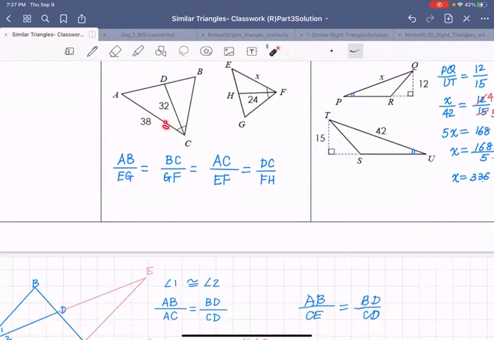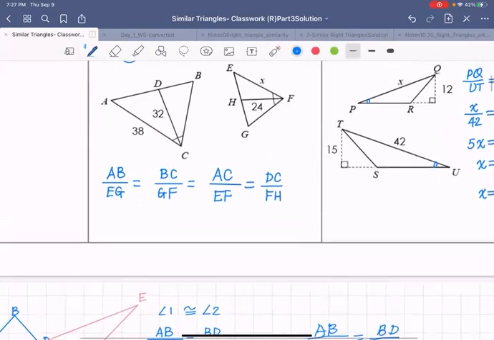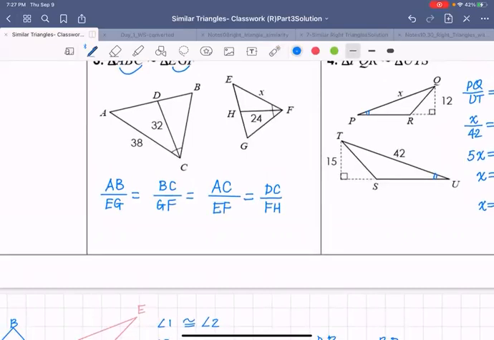Now, let's plug in the numbers. 24 over 32 equals X over 38. So AC is this, right? Yeah. So we put 38 over EF, who is X, equals 32 over 24. Okay. Can you please simplify?